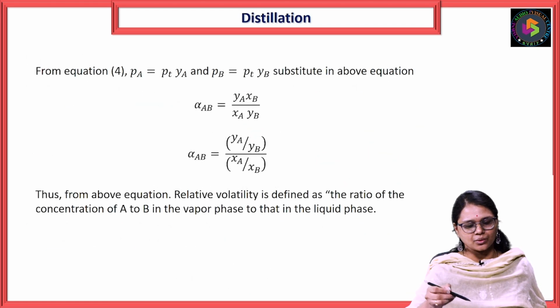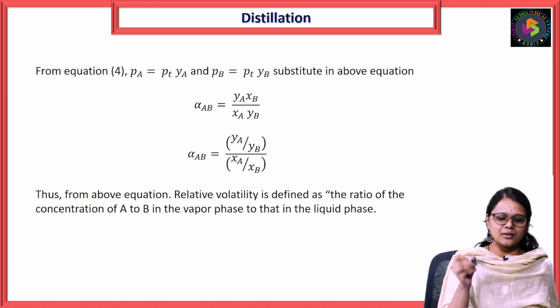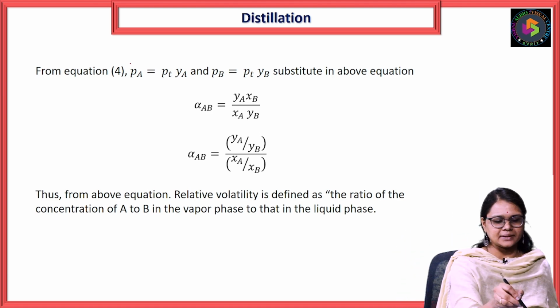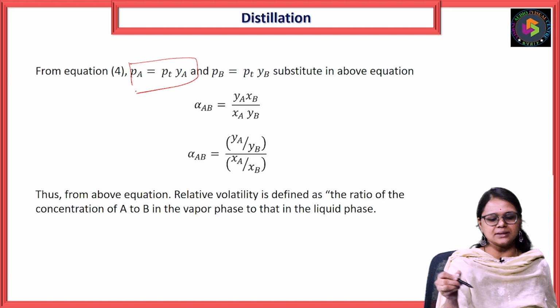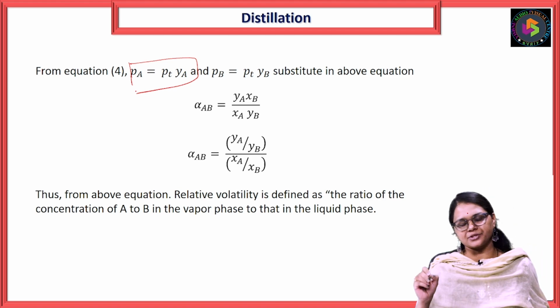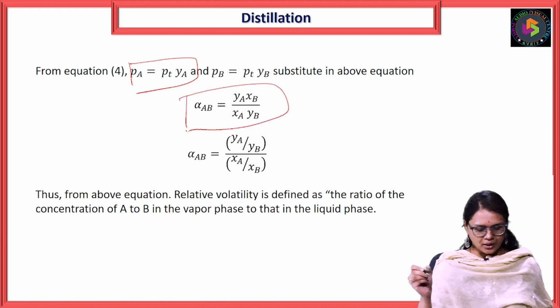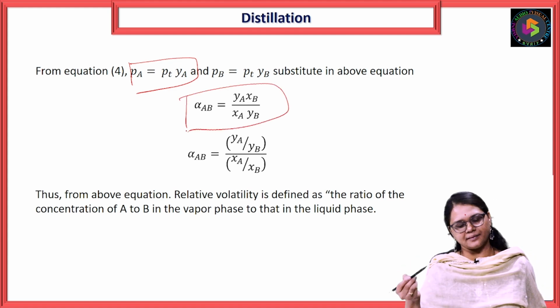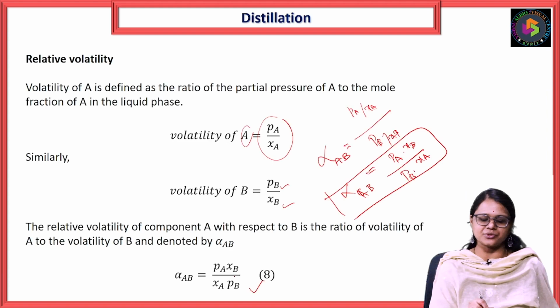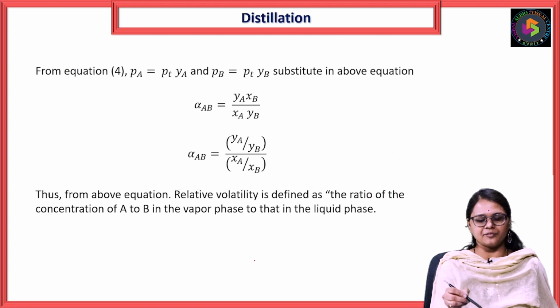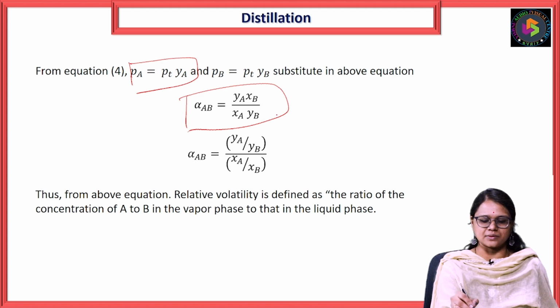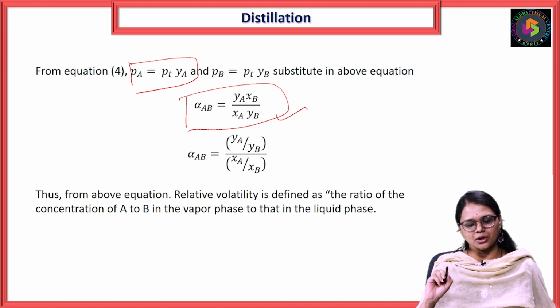Okay, so that formula can be reduced further by substituting. We know that partial pressure is equal to total pressure into the mole fraction of the component in the vapor phase. Similarly, if you substitute, this is the formula which you will get. Depending on the data available, if you have partial pressure data, you can use this, or if you have mole fraction data, you can use this. These are the two formulas which can be used to understand the relative volatility.